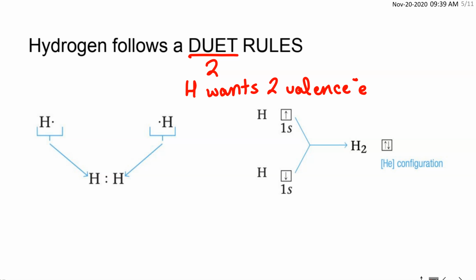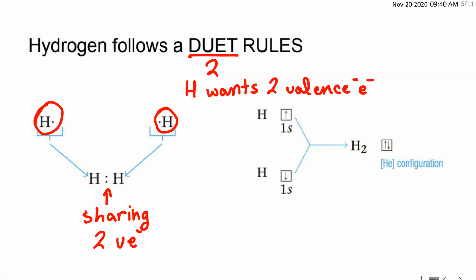Oh, fudge. Valence electrons. Now, hydrogen already has 1, as we can see in the Lewis structure. But when they come together, now they're sharing 2. I'm going to abbreviate valence electrons VE. So now it's sharing 2 valence electrons, which makes it energetically stable.